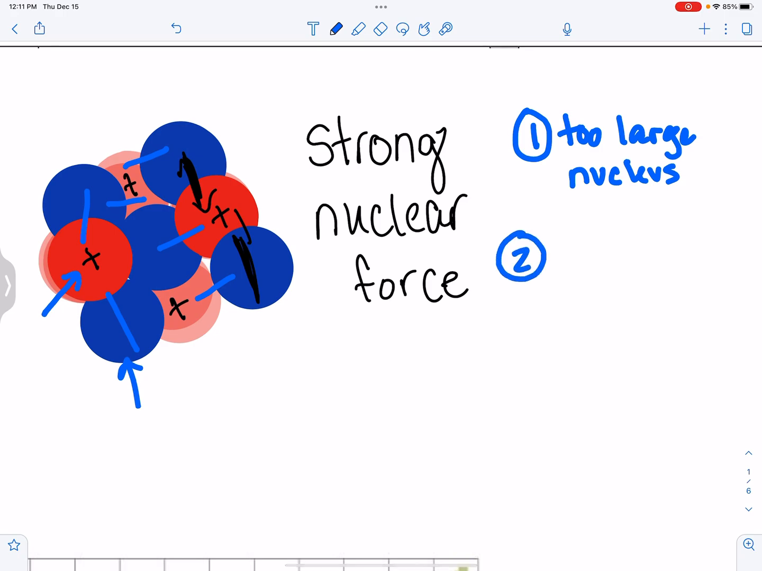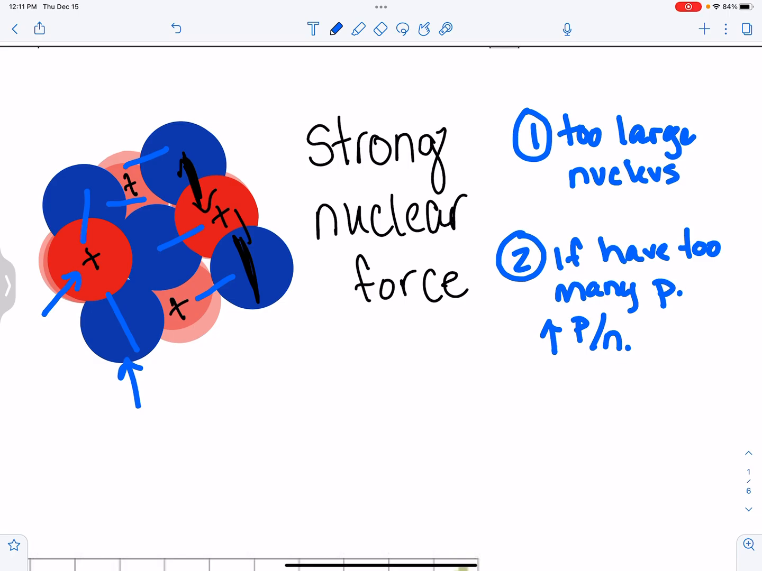Another issue is that if you have too many protons too close, essentially what that means is that your proton to neutron ratio is really high. It's not what the atom wants it to be. That can lead to instability. And actually also the reverse.